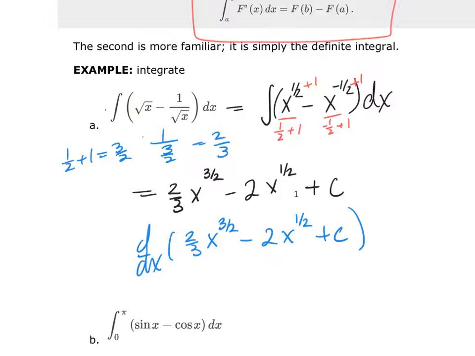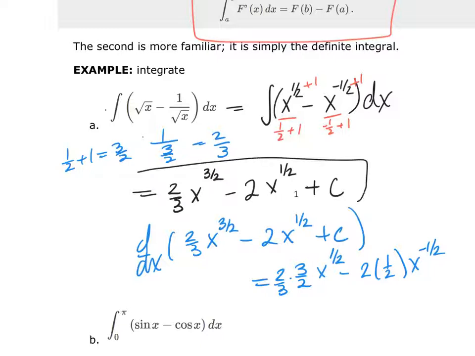When I do the derivative, I multiply the power by the coefficient and then subtract 1 from it. So this is equal to 2 over 3 times 3 over 2, x raised to the 1/2, dropping the power by one, and then minus 2 multiplied by 1/2, and then x raised to the negative 1/2. Is that where I started? Yep. So my answer is right here. What other kind of questions do you have for me?